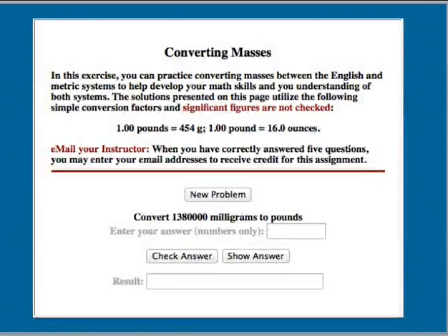Let's look at a tutorial or two. Once again, you can get to these on the Chemistry Online website. Here you're asked to convert a whole bunch of milligrams into pounds. You are given 1 pound, 454 grams.